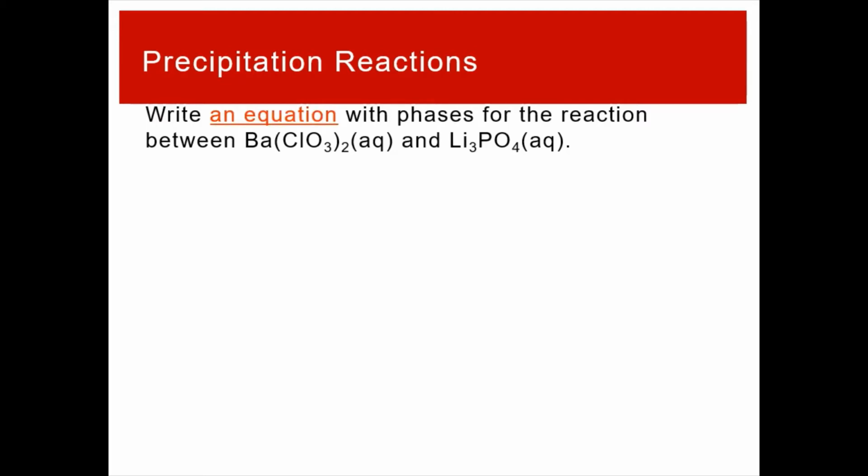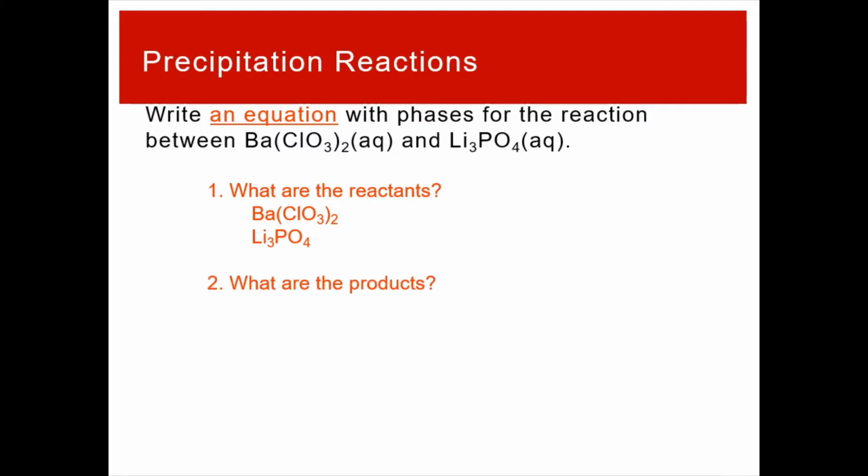All right, so we want a chemical equation. We've seen this before. We know that means we want reactants and we want products. Well, what are my reactants? It's going to be the Ba(ClO3)2 and the lithium phosphate. I'm explicitly told that I'm doing a reaction of those things. So what are the products?